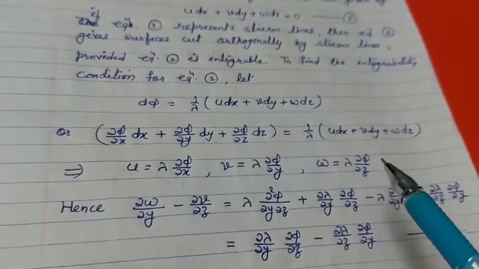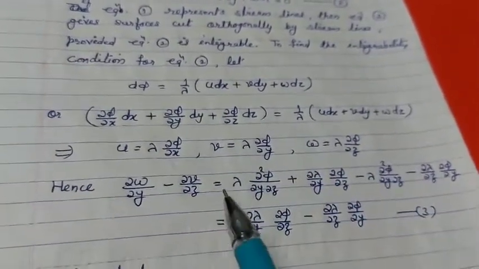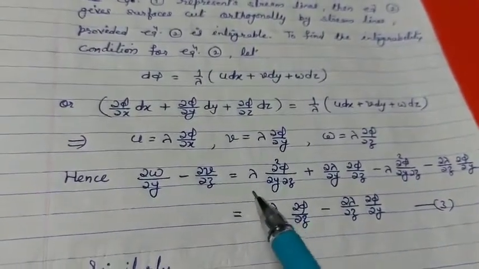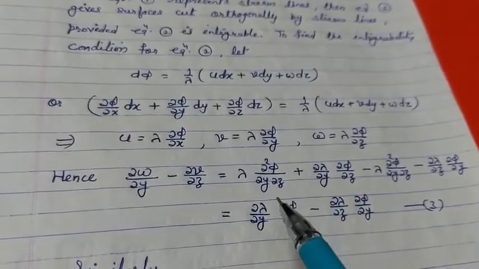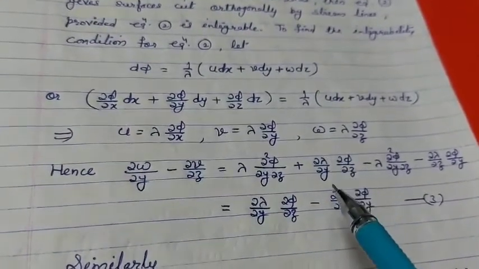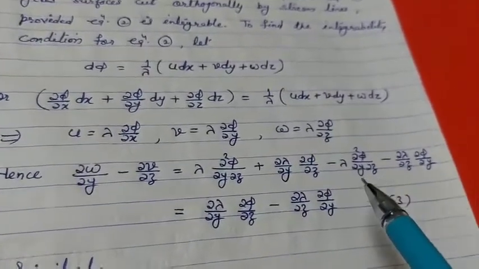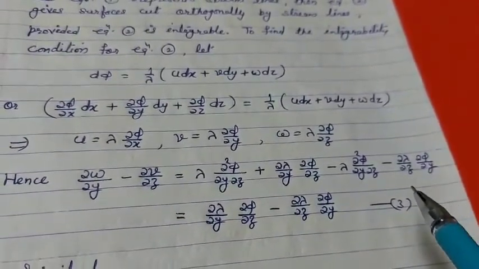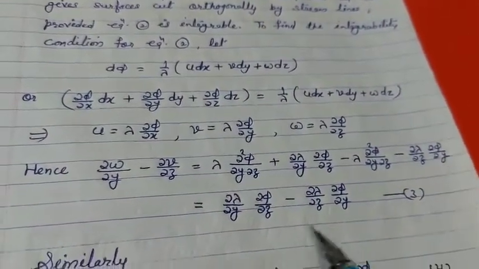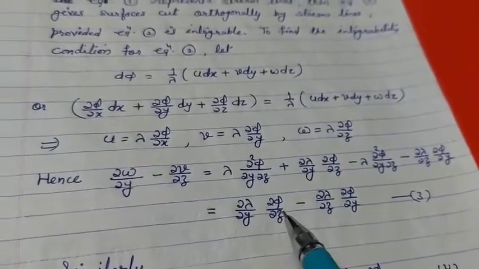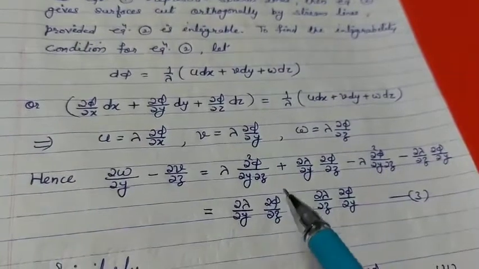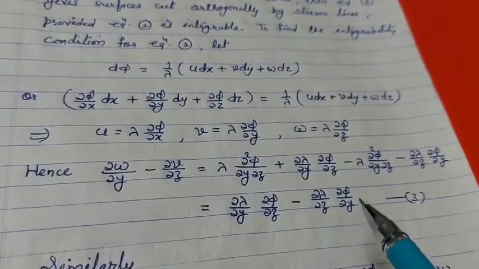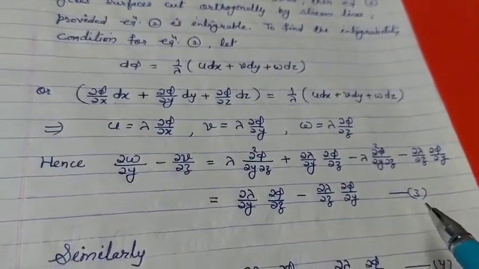From these results, we find that del w by del y minus del v by del z is equal to lambda del 2 phi by del y del z plus del lambda by del y del phi by del z minus lambda del 2 phi by del y del z minus del lambda by del z del phi by del y, or this is equal to del lambda by del y del phi by del z minus del lambda by del z into del phi by del y. Suppose this is equation number 3.